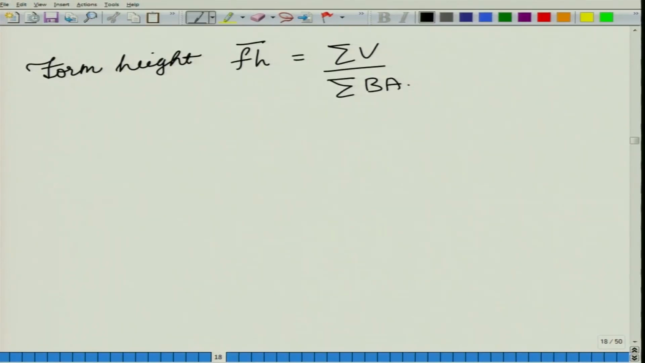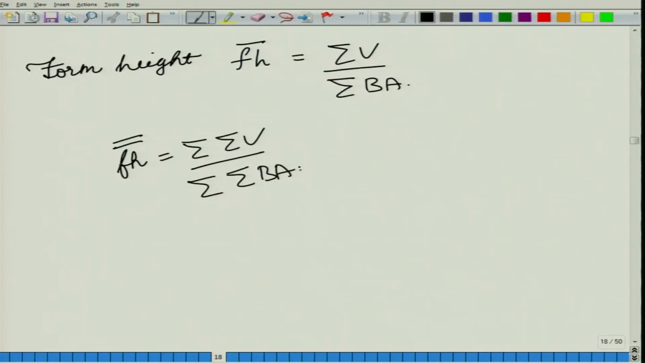We also have a pooled mean form height. A pooled mean form height is given by FH with 2 bars above it, is the sum of the volumes divided by the sum of the basal areas. For instance, in this one we will calculate it for each of the sample plots, whereas the mean pooled form height will be for all the sample plots combined together. Let us now have a look at these equations in greater detail by looking at an example.